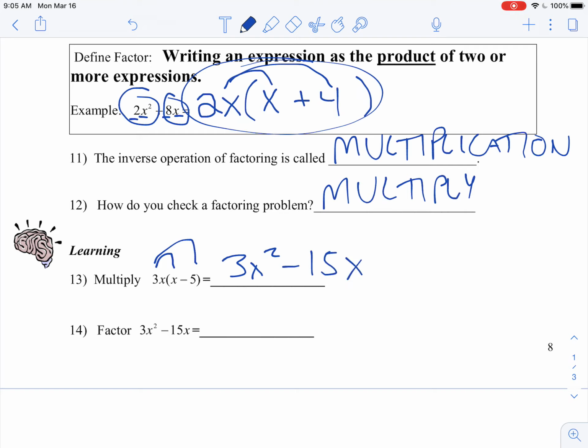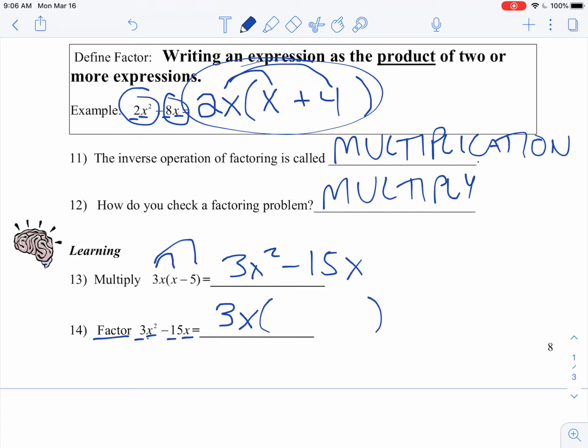Now the next problem is the opposite. It asks me to factor. So I'm going to look at the numbers between 3 and 15. The GCF number is 3. This one has 2 x's. This one has 1 x. So they both have at least 1 in common.